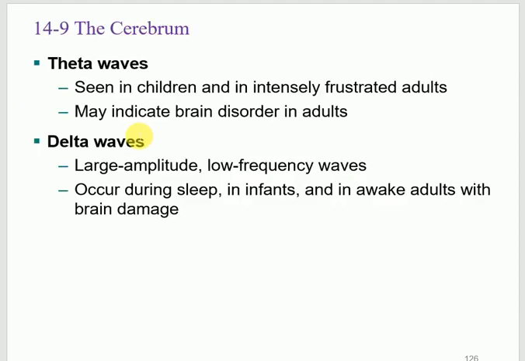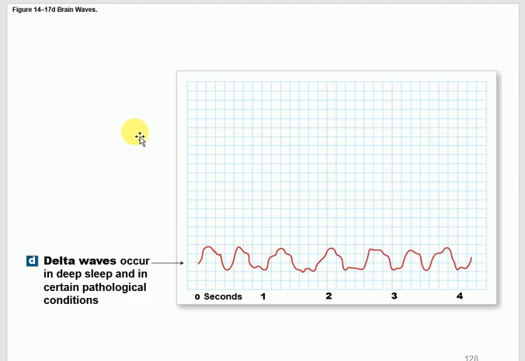Delta is for deep sleep. It's very low frequency. Look at this. See? It's very slow. Big waves that are slow. And this is deep sleep.